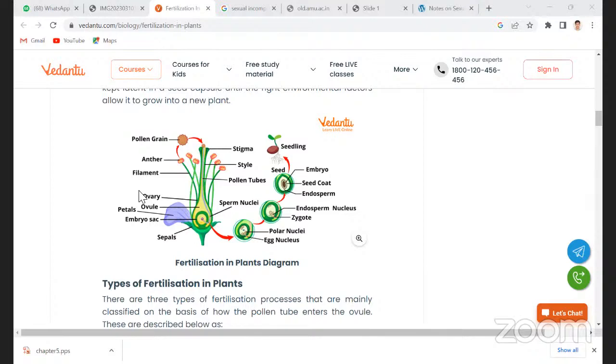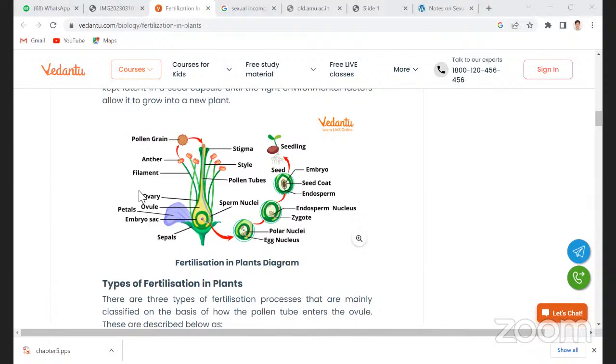After reaching the ovary, the pollen tube enters one of the ovules, then into the embryo sac. First the pollen tube enters the ovary, then ovary to ovules, and then the embryo sac. So the pollen tube may enter the ovules through one of the following three ways.